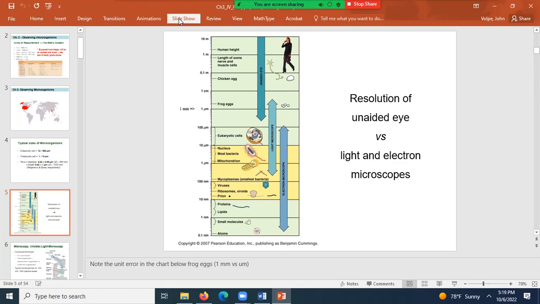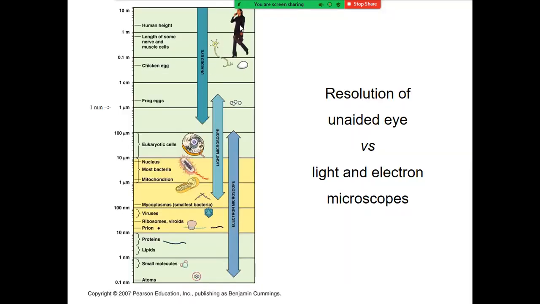Let me blow this up. So you should know a person is bigger than a chicken egg, bigger than a frog egg, bigger than a eukaryotic cell, bigger than a prokaryotic cell, a bacteria, bigger than a virus. A virus is bigger than a large molecule like a protein, which is bigger than small molecules like water, which is bigger than atoms.